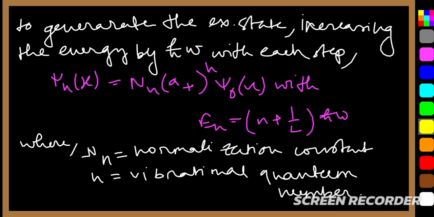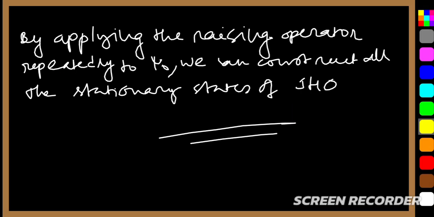So whenever you use the lowering operator repeatedly, the energy value keeps decreasing and would become less than 0, which is not applicable. But if you use the raising operator repeatedly, the energy value keeps increasing and will never be less than 0, so it is always applicable. So ψn(x) equals N_n a plus to the power n ψ0(x), with energy value (n plus half) ħω, where N_n is the normalization constant and n is the vibrational quantum number. That relates to the vibrational energy, and by applying the raising operator repeatedly on ψ0, we can construct all the stationary states of the simple harmonic oscillator.